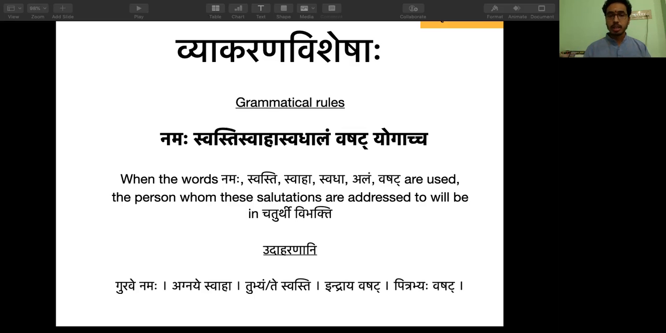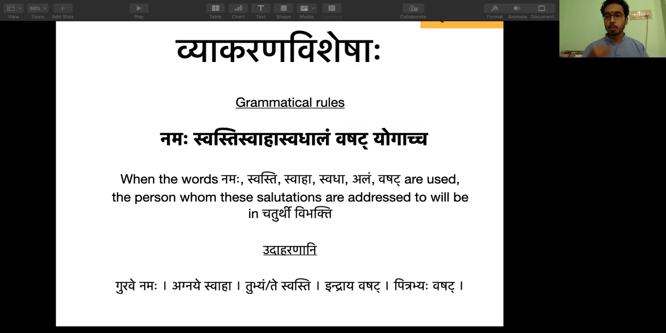So the sutra is Namah Swasti Swaha Swadha Alam Vashat Yogacha. Namah Swasti Swaha Swadha Alam Vashat Yogacha. So here, what this rule is telling is, when you use the words like Namaha, Swasti, Swaha, Swadha, Alam, Vashat, these 6 words when you use. So what is the meaning of this?